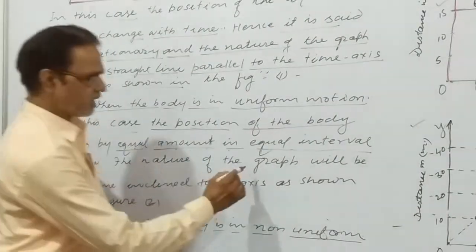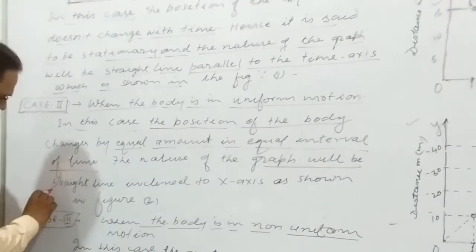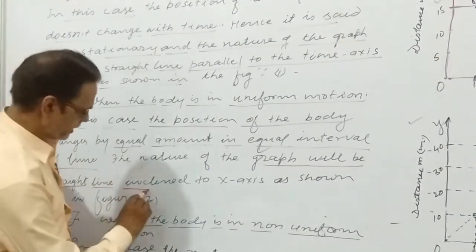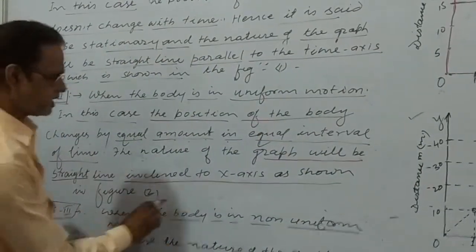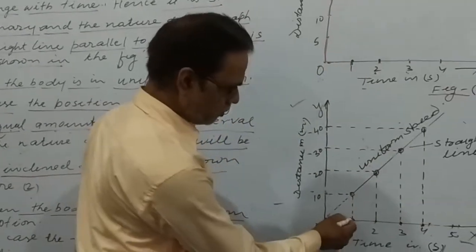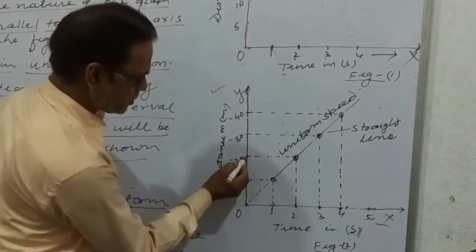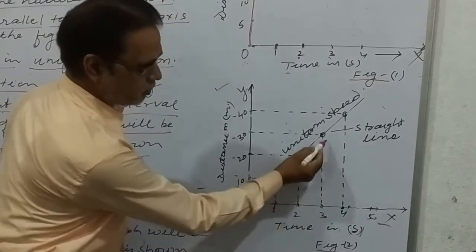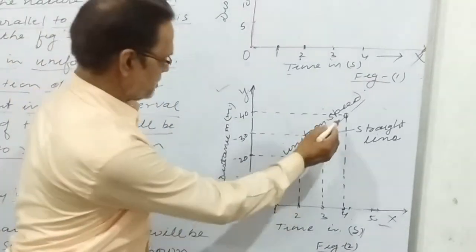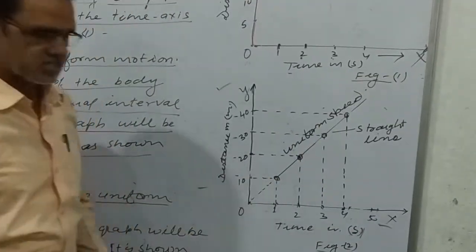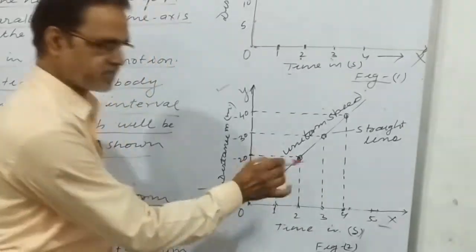And what type of nature will the graph have? So the nature of the graph will be a straight line inclined to the time axis या x axis. Understanding? Which is shown in the figure. देखिए, in 1 second the body covers 10 meter, right? In 2 seconds the body covers 20 meters. In 3 seconds the body covers 30 meters. In 4 seconds, the body covers 40 meters.